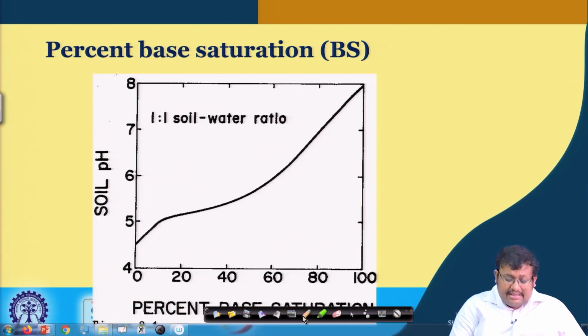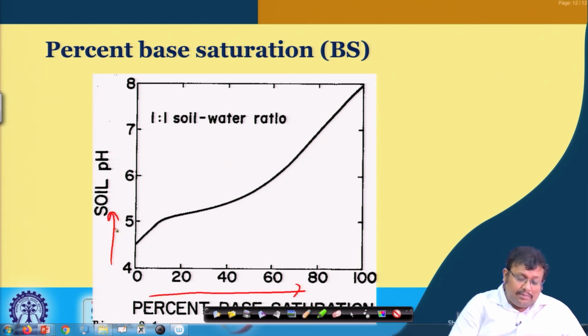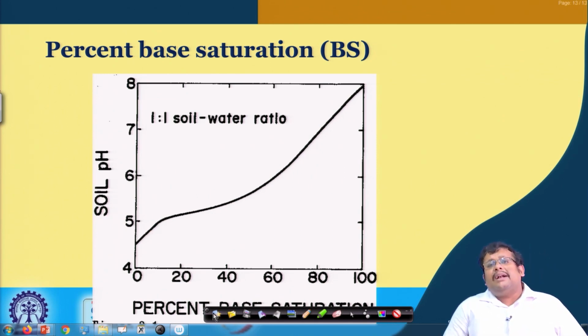Now, this picture is also self-explanatory. On the x axis we are plotting percent base saturation, and on the y axis soil pH. Obviously, as the percent base saturation increases, soil pH will also increase, and it is quite evident because percent base saturation means the exchange complex is saturated by more and more basic cations. When it is occupied by more and more basic cations, obviously the soil pH will also increase. So, this is the practical implication of percent base saturation.